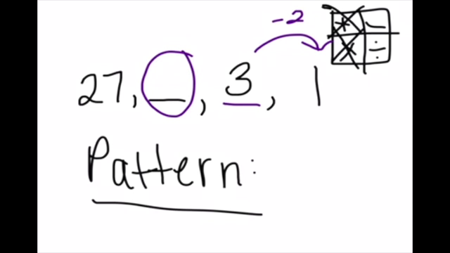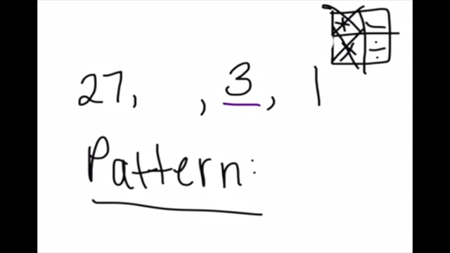Would it make sense to say 27 minus 2, which would be 25, and then 25 minus 2? Does that equal 3? No, it doesn't. That actually equals 23, so that wouldn't work out with the pattern. So guess what? We can eliminate subtraction as our choice, and I know that we must be dividing. So we have 27 divided by something.